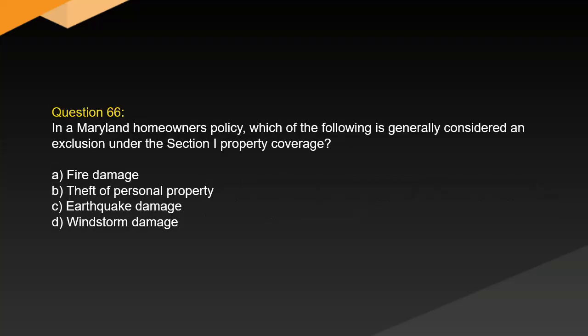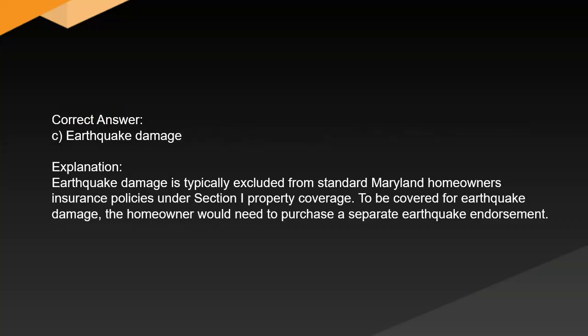Question 66. In a Maryland homeowner's policy, which of the following is generally considered an exclusion under the Section I property coverage? A. Fire damage. B. Theft of personal property. C. Earthquake damage. D. Windstorm damage. Correct answer: C. Earthquake damage.